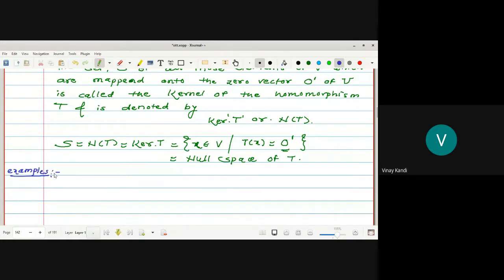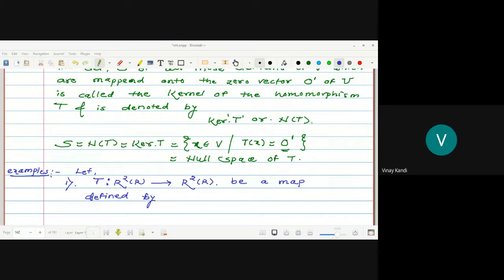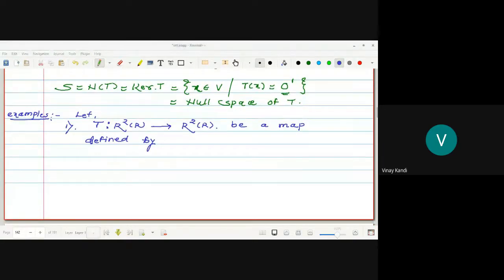First one. Let T be the mapping from R2 over R to R2 over R. That is, here U and V are the same. T is a map defined by T of (x, y).